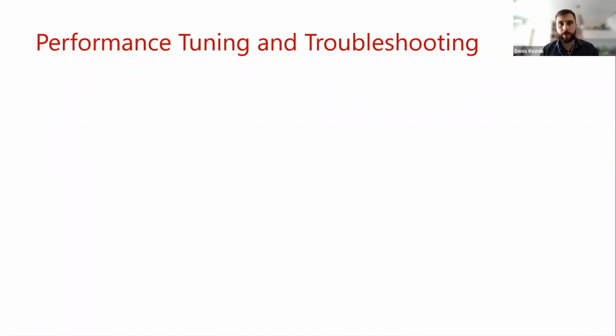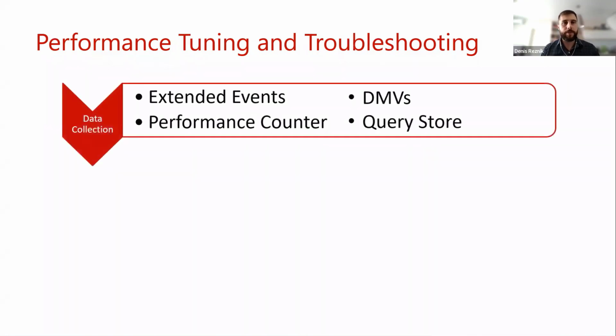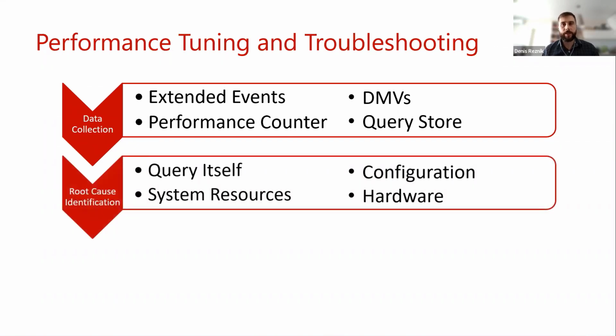Performance tuning and troubleshooting. For me, it looks more or less like this. To do performance tuning and troubleshooting, we need to collect some data on which we will base our analysis and do some optimizations. For this, we are using extended events, performance counters, DMVs, Query Store, and many other sources like logs, application logs, SQL Server logs, and so on. Even user experience and user messages can be a source, and it is really a good source for performance tuning.